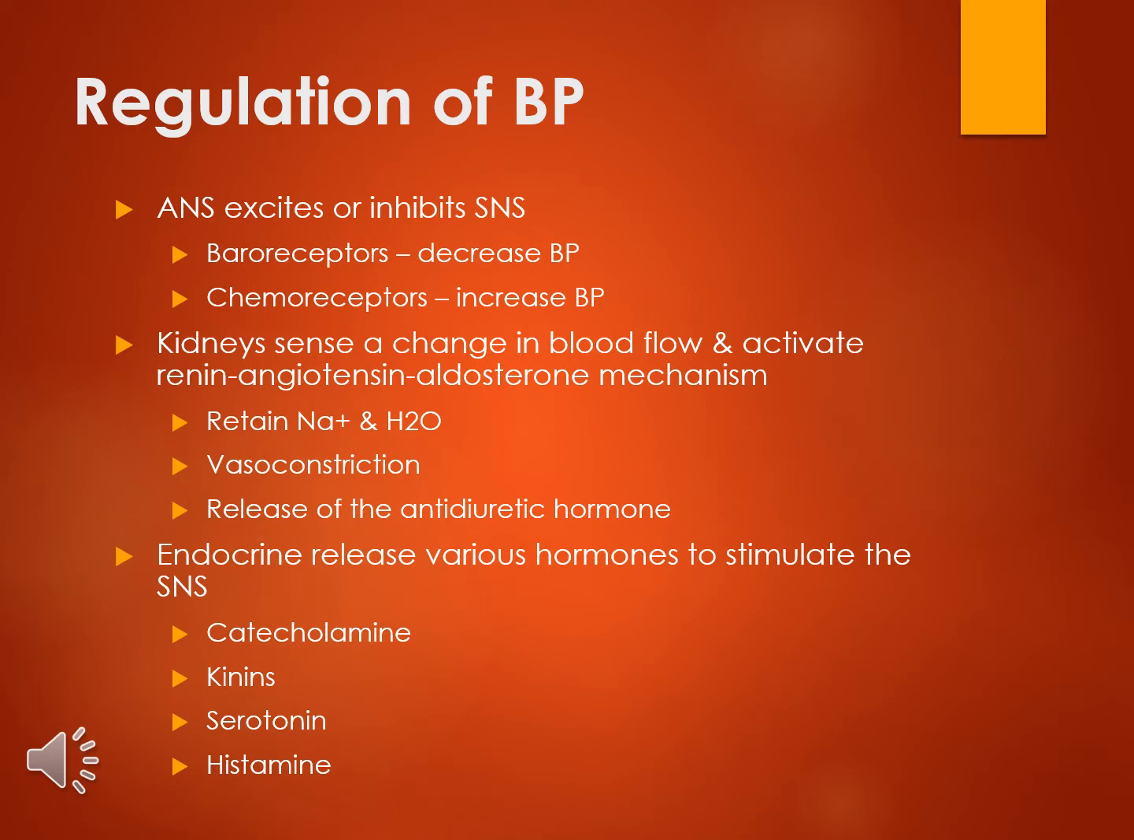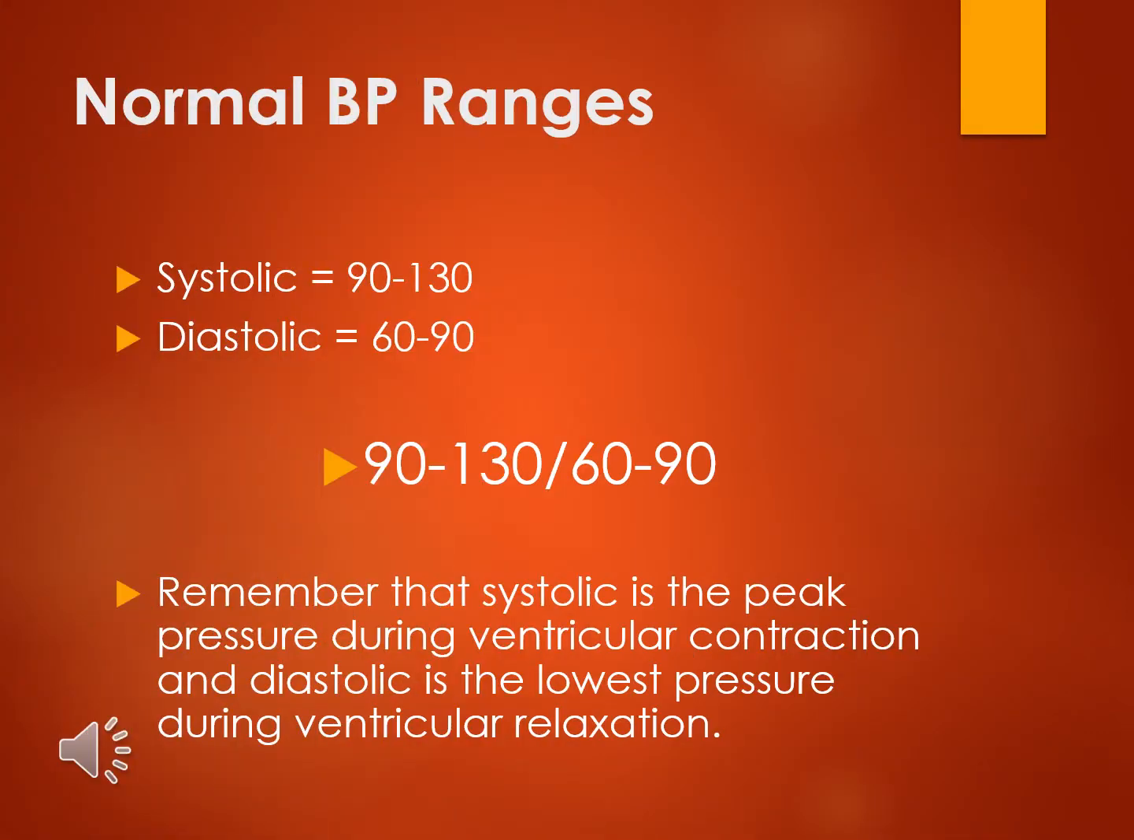The endocrine system releases various hormones to stimulate the sympathetic nervous system, again, such as catecholamines, which are epinephrine, norepinephrine, and dopamine. The kinins, which are inflammatory mediators formed in the body in response to injury, cause vasodilation and smooth muscle contraction. Serotonin, and also histamines.